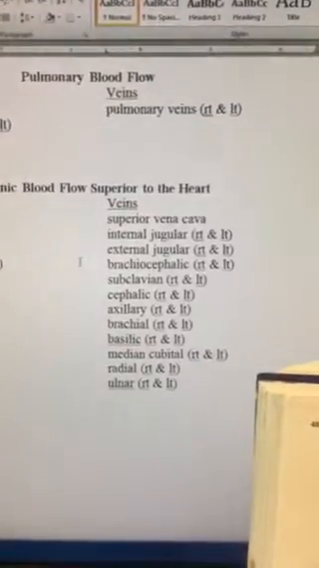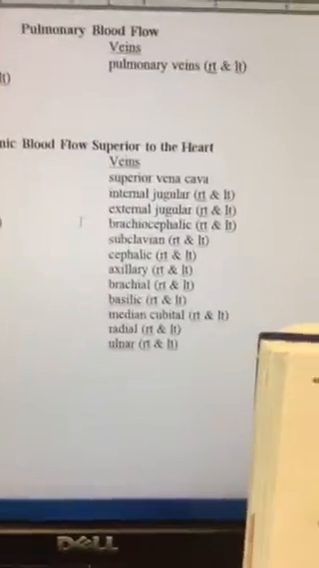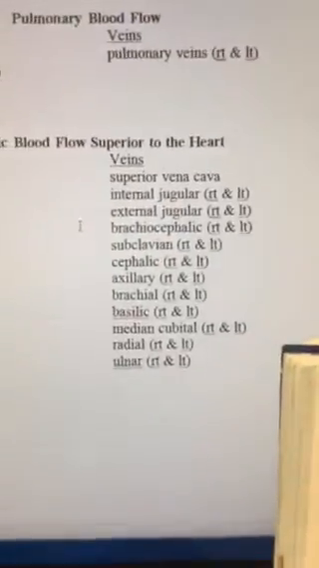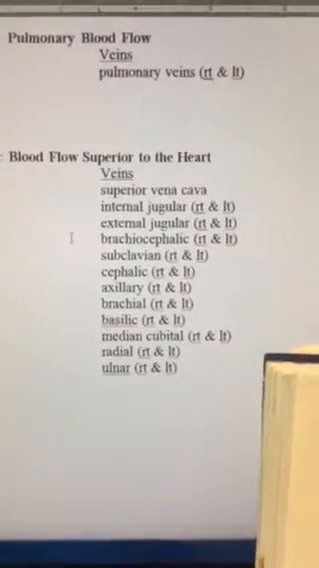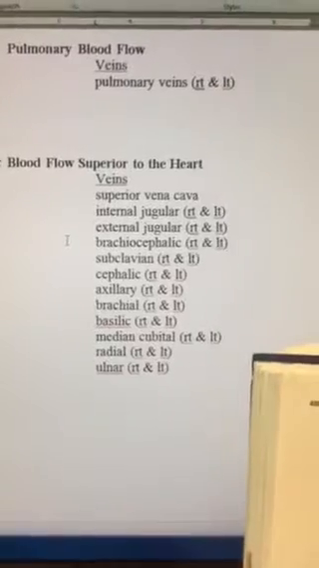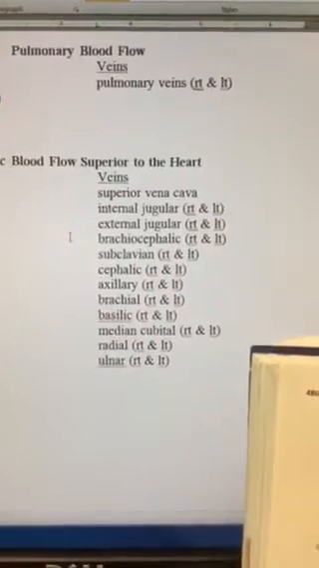This is video 6 in the blood vessel series. We will be beginning the veins. And so what I want you to remember first is that the veins carry blood towards the heart. So the systemic veins are going to be blue or deoxygenated. They will be low in oxygen and high in carbon dioxide.